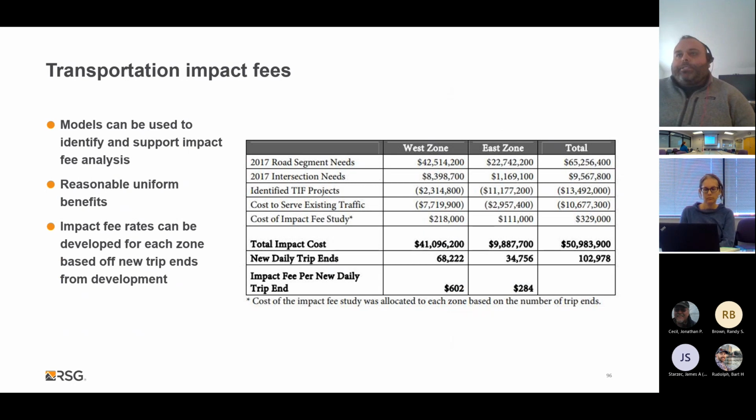You can also use the transportation model to develop transportation impact fees. I don't know if impact fees are utilized in Alaska or not, other areas of the country. What was that, John? I said no. No, as far as I know. Sometimes, yeah, sometimes there's strong political opinions on whether impact fees should be assessed or not.